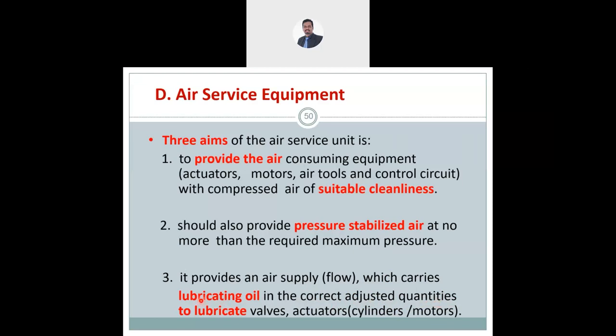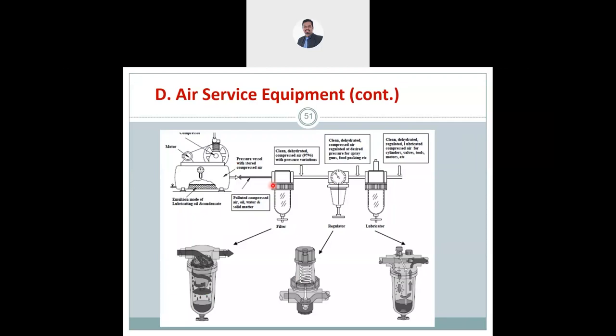So you can provide a lubricating oil, you introduce it into your compressed air. So when the compressed air moves from point A to point B, it will bring along a small amount of oil to lubricate your actuators or valves. So this is the function of air lubrication in air service equipment. You can see here there are three.